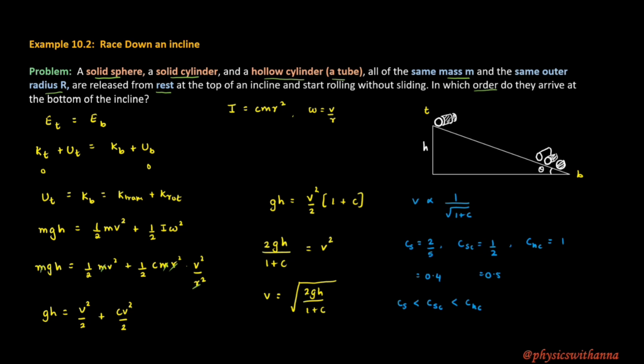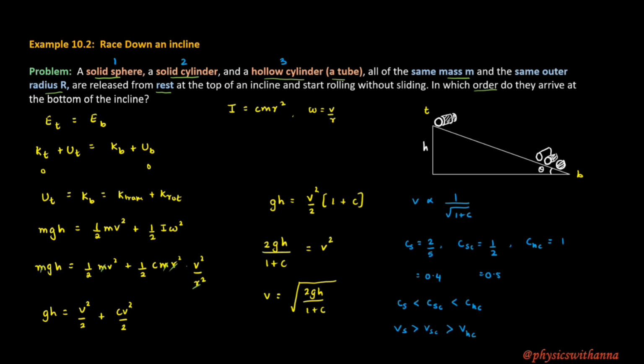Velocity values will be opposite to this because velocity is inversely proportional to C. So the velocity of the solid sphere will be greater than the velocity of the solid cylinder, which is greater than the velocity of the hollow cylinder. So since the solid sphere has the highest velocity, it will arrive first, followed by the solid cylinder and then the hollow cylinder. So we can rank them as solid sphere being 1, solid cylinder being second, and hollow cylinder being third. So this is how you can compare the velocity values of different objects when they are rolling down an incline by just comparing the values of C.